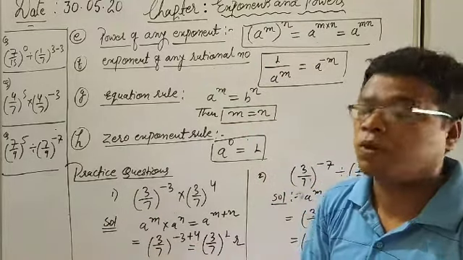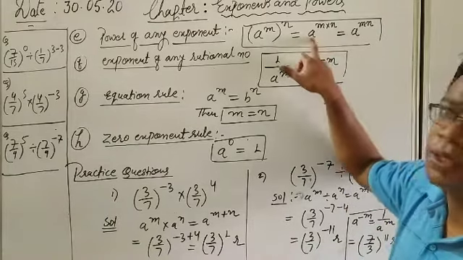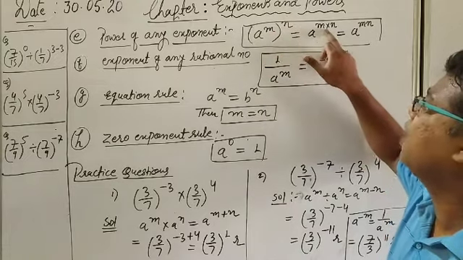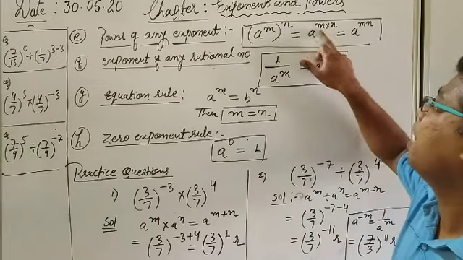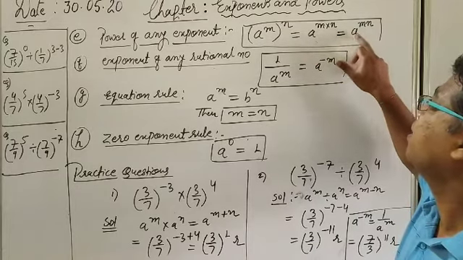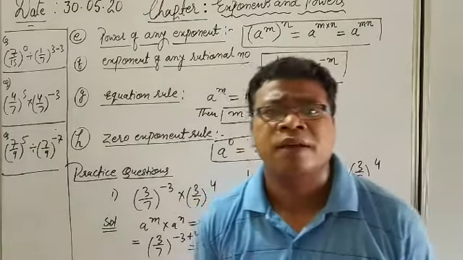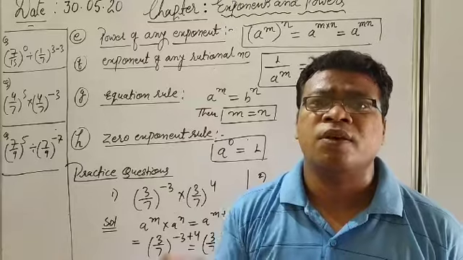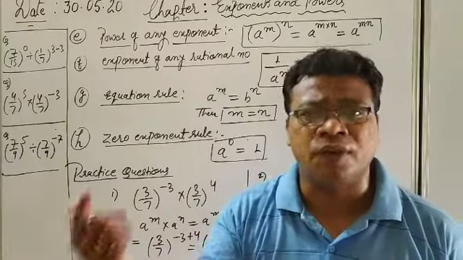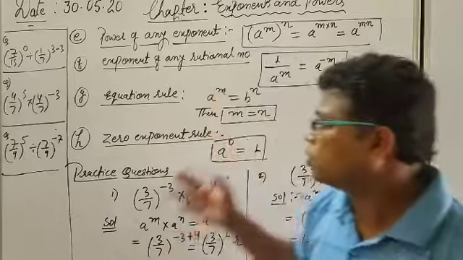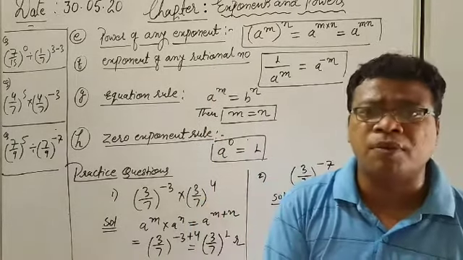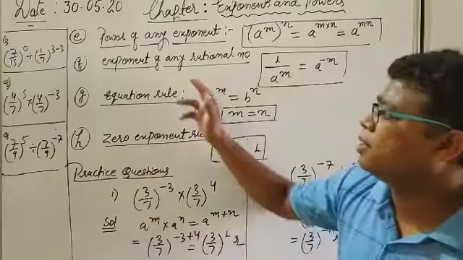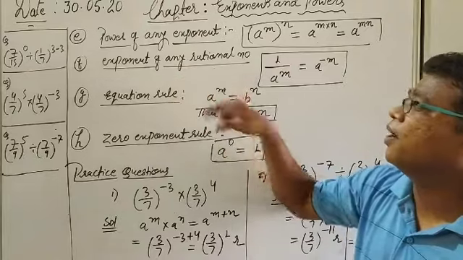So what does the rule say? Nothing more, we only have to consider the base a, the common base, and the powers, like m and n. We have to multiply them, meaning m into n, and our answer becomes a to the power mn. Nothing else. If any exponential form has other powers over it, we only have to multiply the powers. Either it is a positive power or a negative power, it depends upon the question.